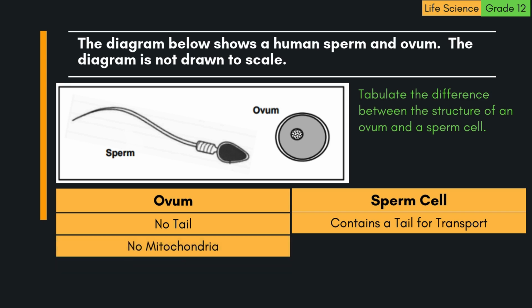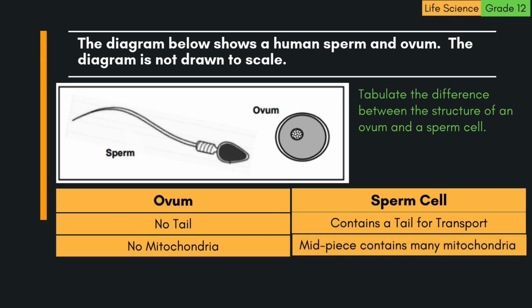2. The ovum does not have mitochondria in large numbers because it remains stationary and does not require much energy for movement. Instead, it contains stored nutrients to support the early stages of embryo development. On the other hand, the sperm cell has numerous mitochondria located in its midpiece. These mitochondria generate the energy, ATP, required for the tail's movement, allowing the sperm to swim towards the egg efficiently.